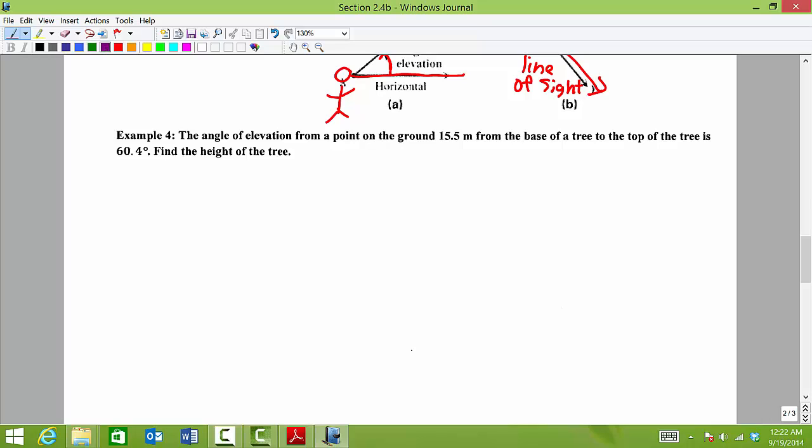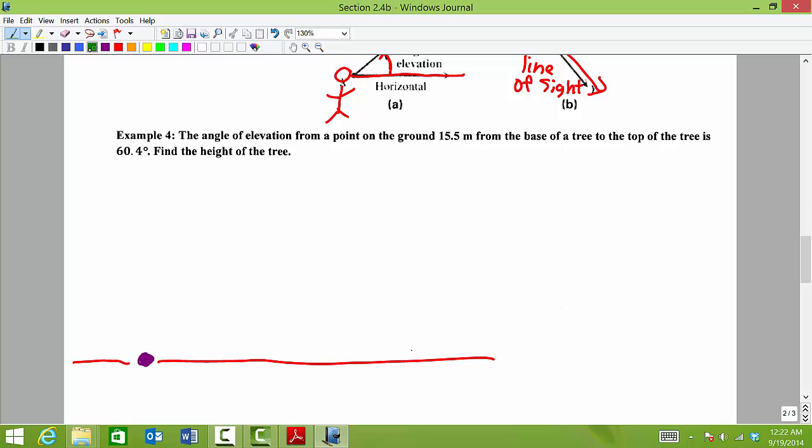Here in example 4, we're going to solve our first problem dealing with the angle of elevation. The angle of elevation from a point on the ground that is 15.5 meters from the base of a tree to the top of the tree is 60.4 degrees.